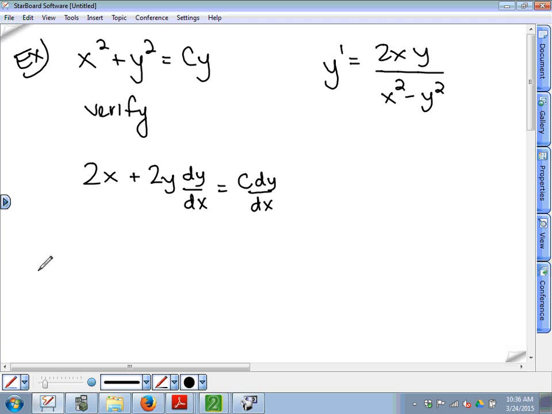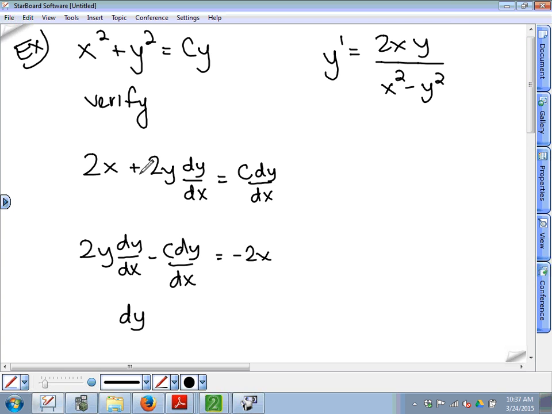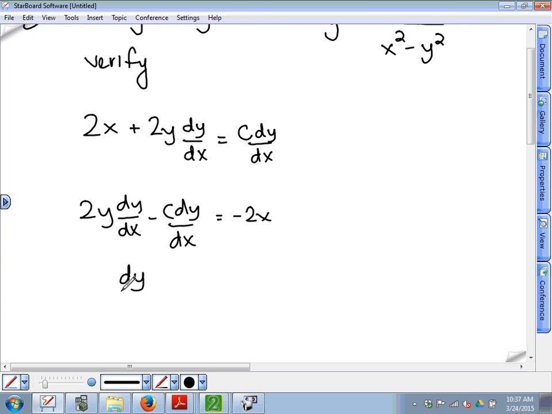Divide both sides. You subtract 2y over and then you divide by 2y and c, leaving just dy dx. We want to get the dy dx on the same side. So you're going to have 2y dy dx minus c dy dx equals 2x. This is implicit differentiation, right? Okay. So you factored out dy dx, which is really just y prime.